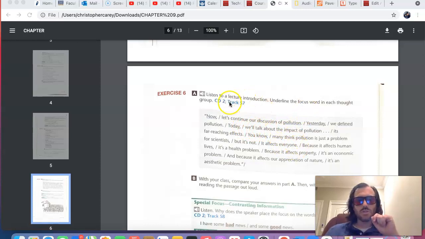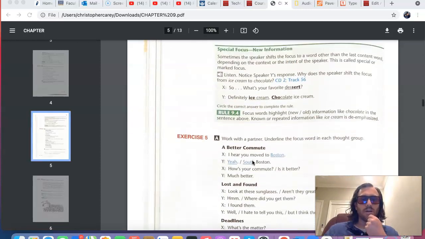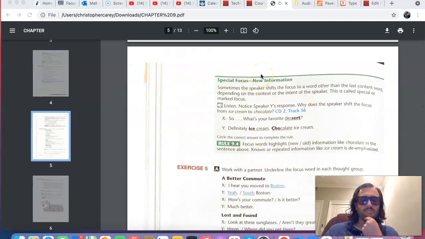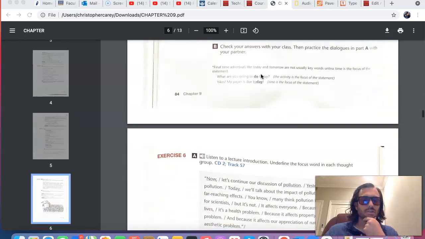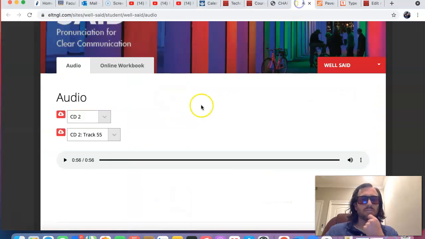And as you listen to CD2, track 57, listen how the focus word shifts, especially in the second half. The vowel sound is longer. The intonation, the pitch of the voice in the narrative, is markedly higher. And that's to mark the introduction of new information. All right, let's give it a listen. CD2, track 57.